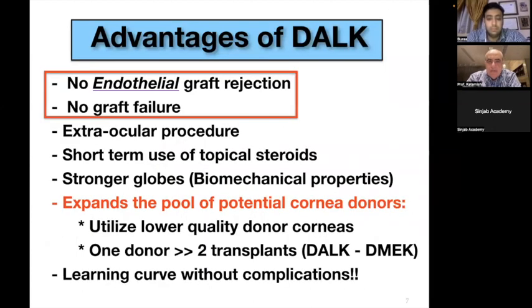What are the advantages of DALK over penetrating keratoplasty? First of all, there is no endothelial graft rejection. Second, there is no graft failure since we are using the patient's own healthy endothelium. It is an extraocular procedure, and there is short-term use of topical steroids since there is no endothelial rejection. Another advantage of DALK is that it expands the pool of potential cornea donors. We can utilize lower quality donor corneas, and you can use one donor cornea for 2 transplants, using the stroma for DALK and the endothelium for DMEK. And the learning curve usually goes without complications.